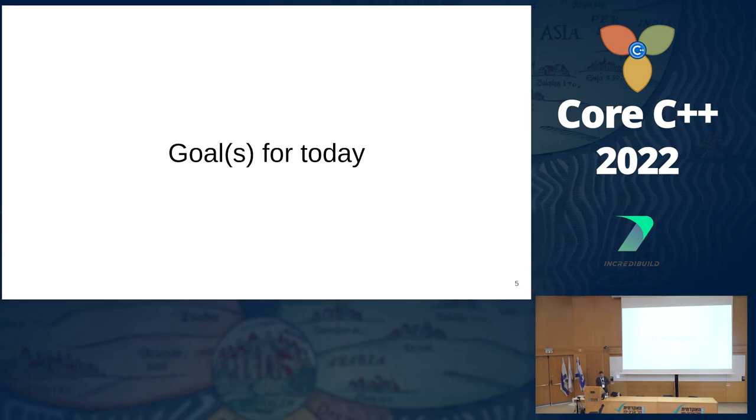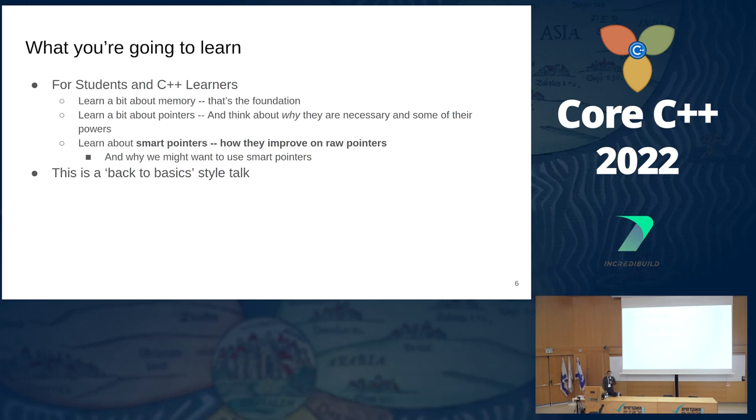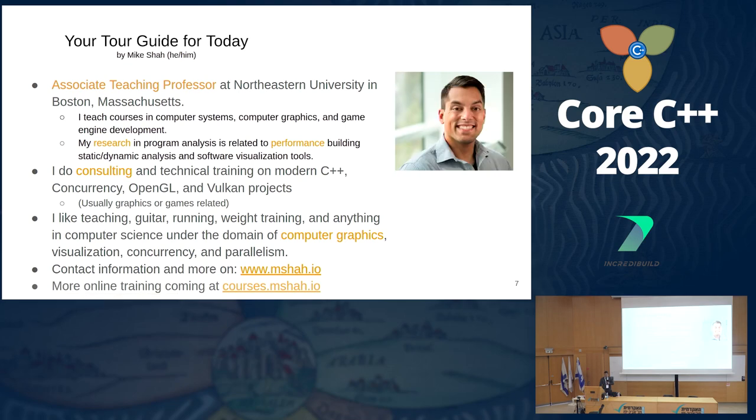So you'll get slides. Our goal, for students, C++ learners, anybody who just wants to dive in or see a different take on smart pointers, is to learn a little about memory, learn about pointers, and then why smart pointers are necessary, some of their powers, and of course some of the responsibilities we have as developers. Really, from the back of the t-shirt, we want to see how smart pointers improve on raw plain pointers, like you'd have in the C language. This is in a way a back-to-basics style talk, but hopefully there will be something for everybody here.